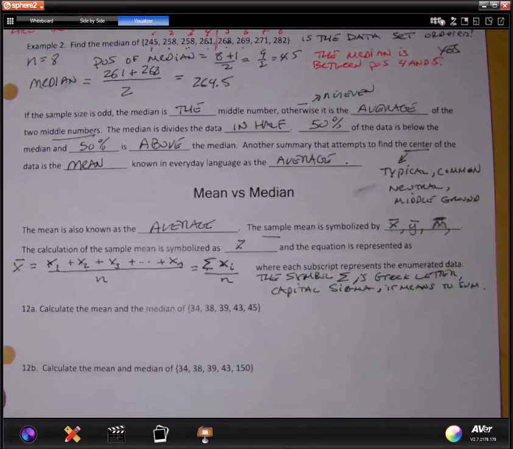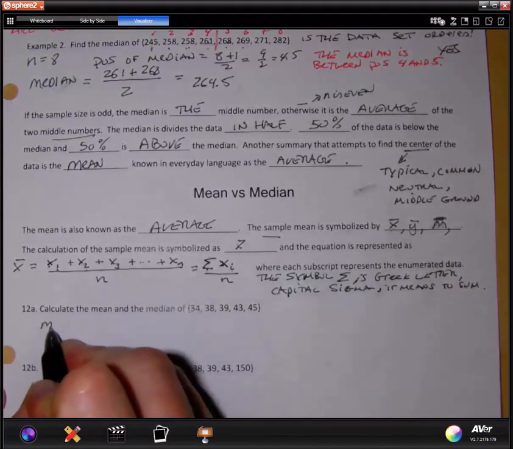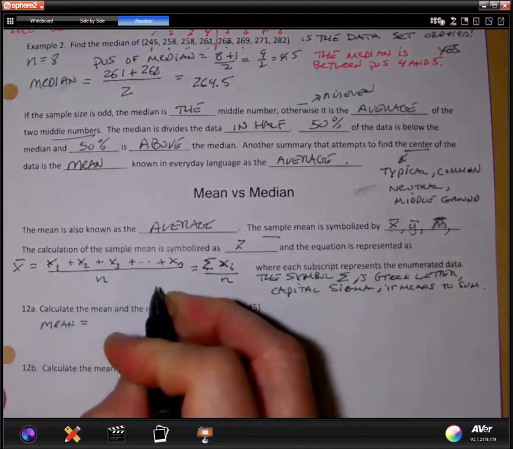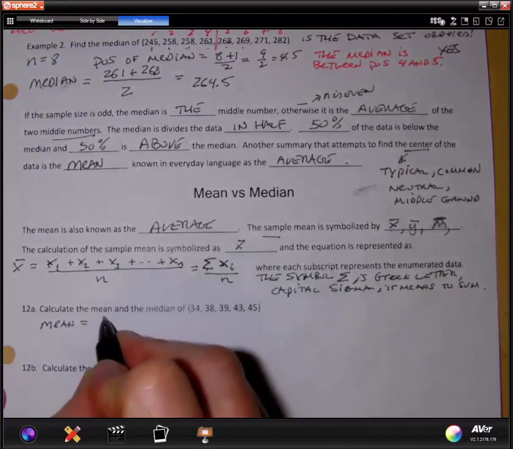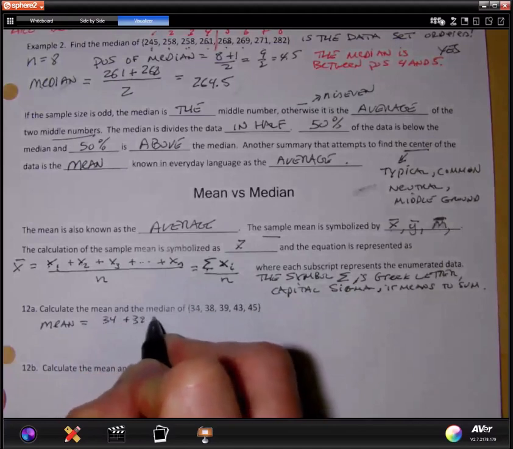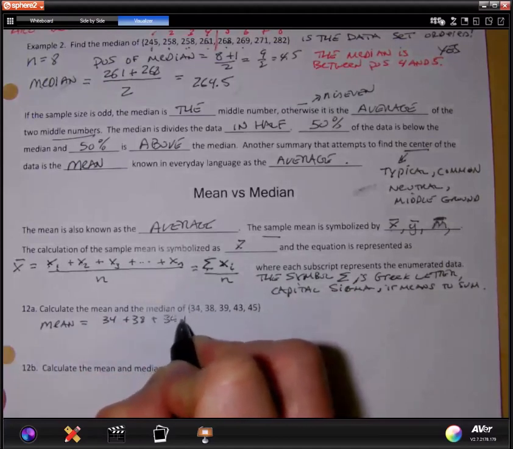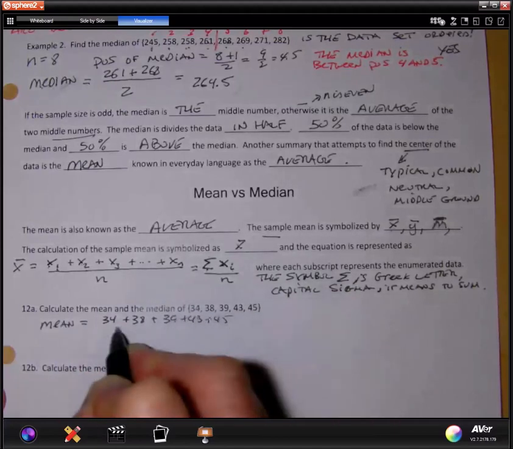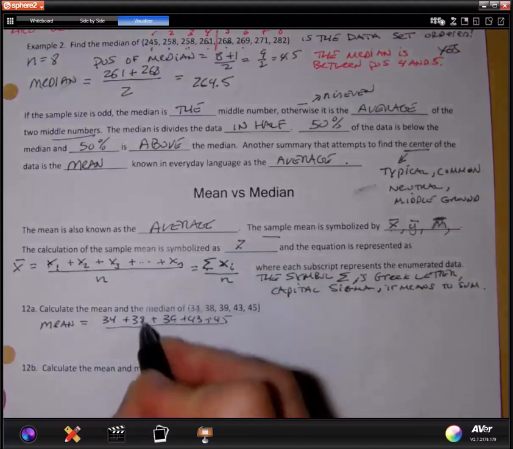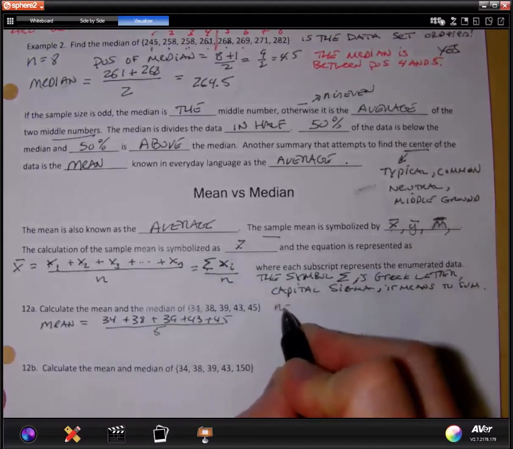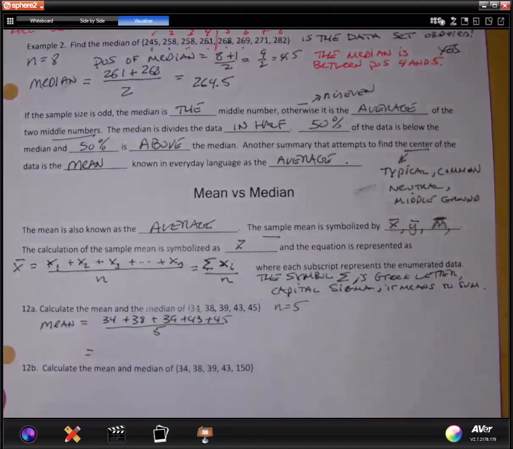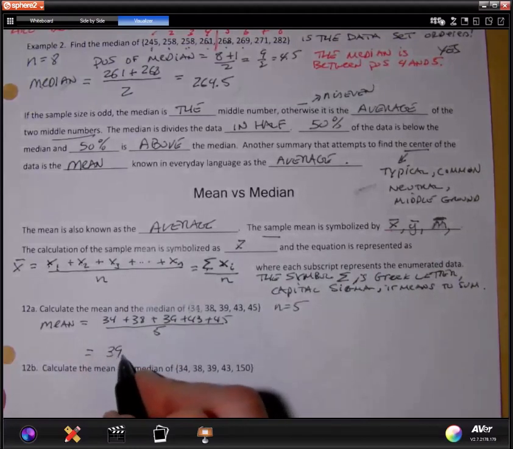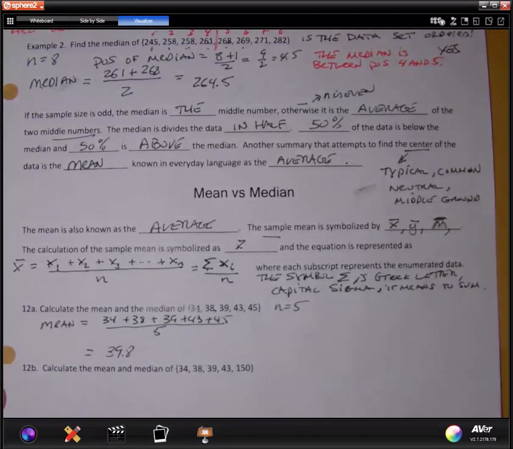So calculate the mean and median. Let's just do this fast. The mean is just exactly what you think it would be. It's going to be 34 plus 38 plus 39 plus 43 plus 45, and divide that by 1, 2, 3, 4, 5. There are 5 data values, so my n is 5. And when I put that into my calculator, I get 39.8. Great. And there you go. That's the mean. That's the average.